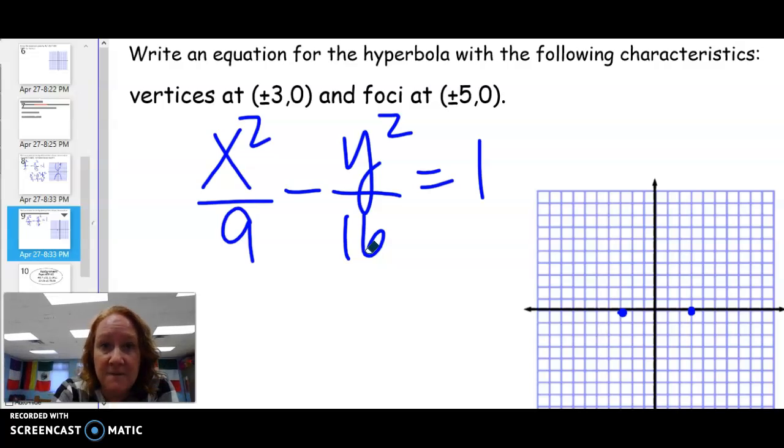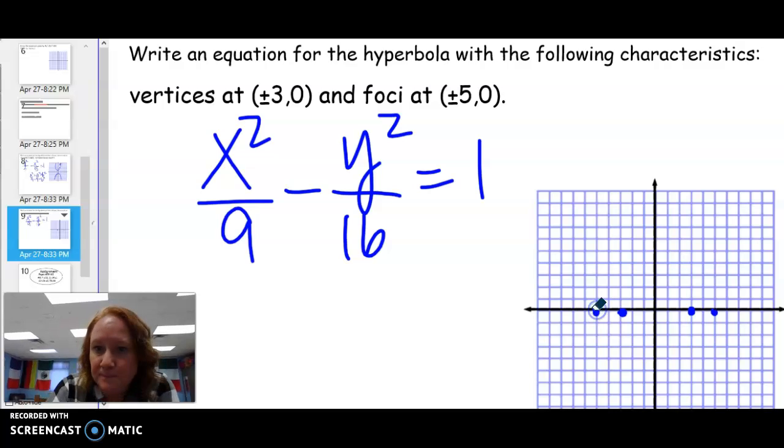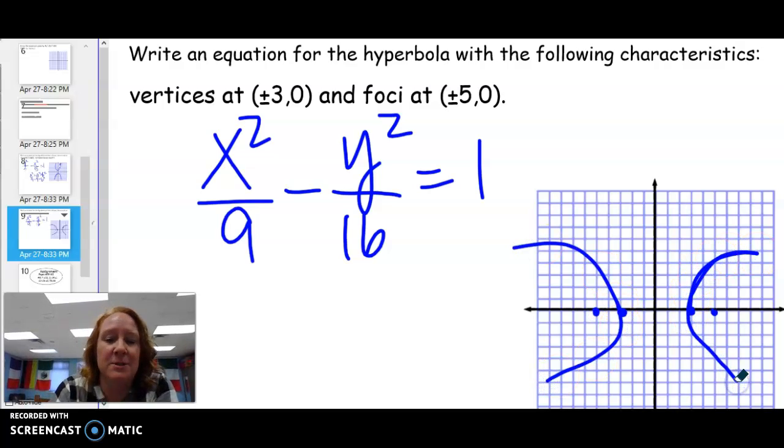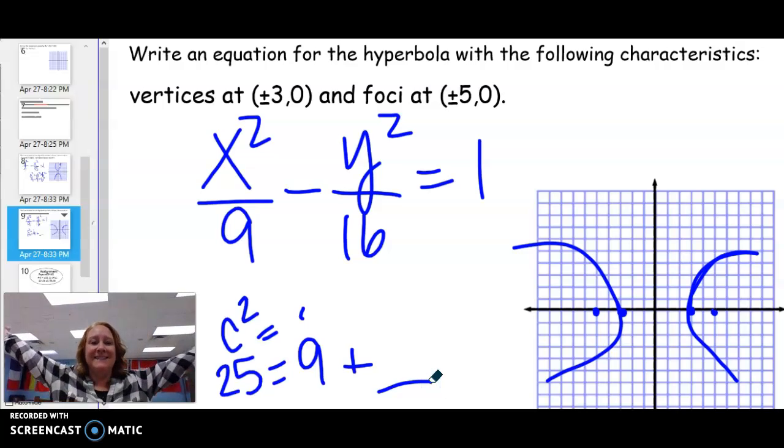Okay, let's see. Because the foci are at plus or minus 5. That's right here. So it goes like that. That's terrible, but I just want to graph. Okay, so then I know c squared is 25, equals 9 plus what? b squared. Well, 9 plus 16 makes 25. So it's 16. Got it.